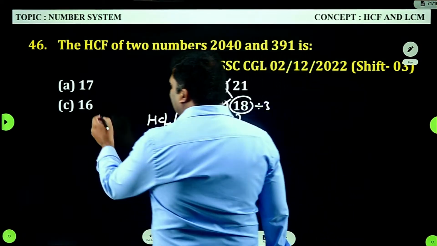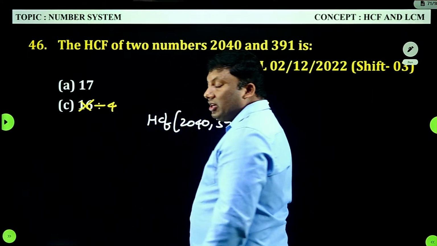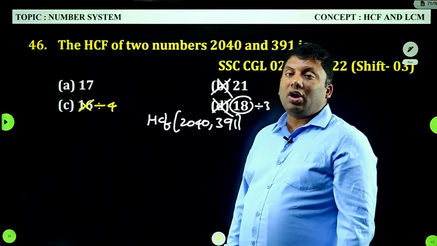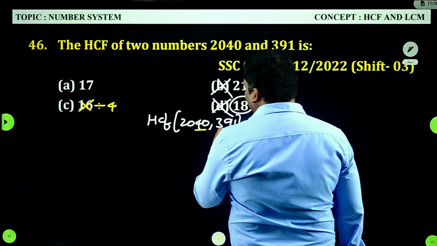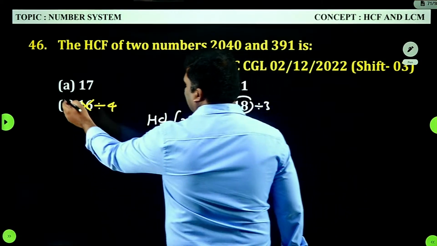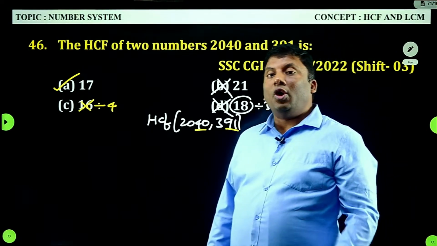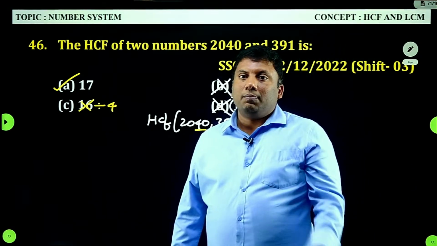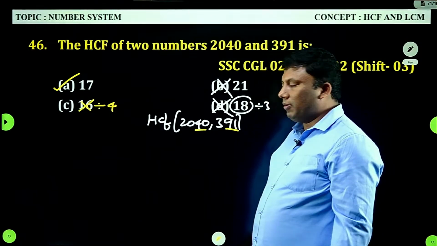The answer cannot be 16 because it is divisible by 4. If the answer is divisible by 4, all the input numbers should be divisible by 4. 40 is divisible by 4, 91 not divisible. What is the answer for this question? 17. I hope you understood the beautiful way of solving HCF related problems.